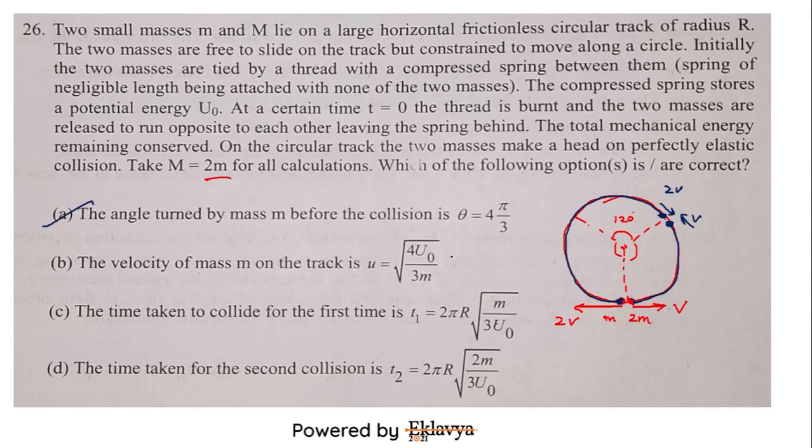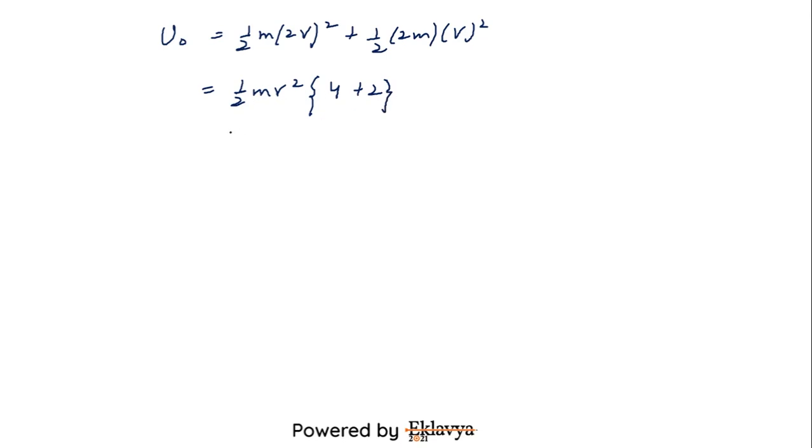this energy of spring is divided into the two particles, so we can write the energy equation. So u naught can be written as half m into 2v square plus half 2m into v square. So if I pull out half mv square as the common quantity from both the terms, here we will get 4 and here we will get 2. So 6 by 2, so that's 3 mv square. So v is root of u naught by 3m.